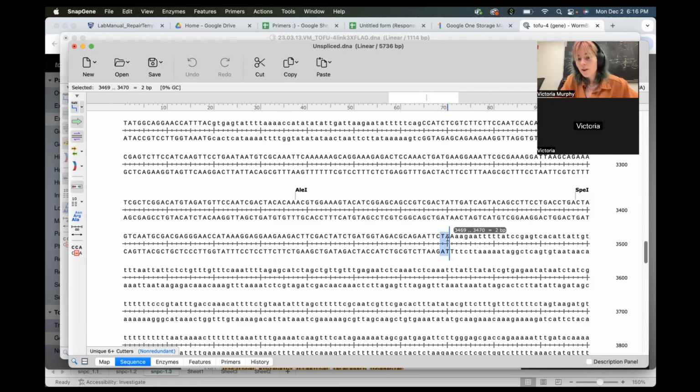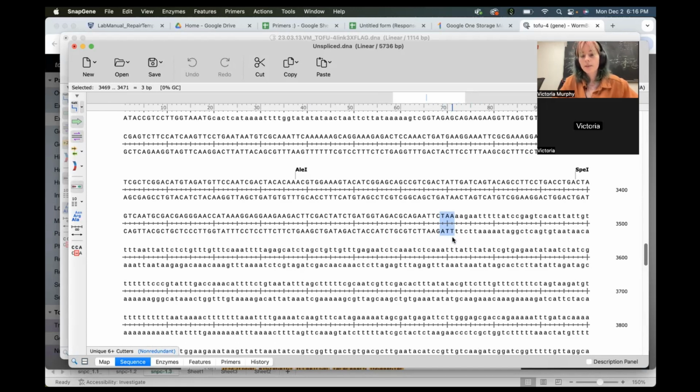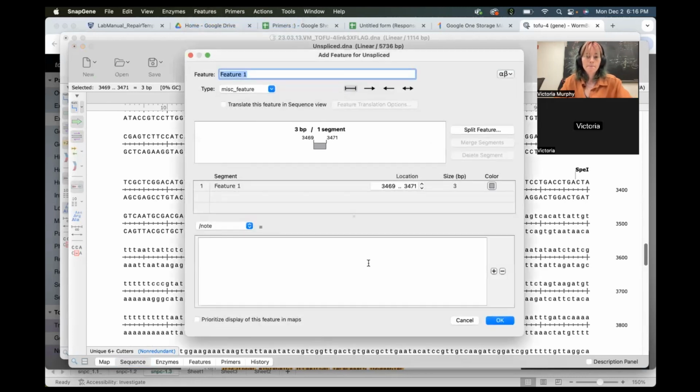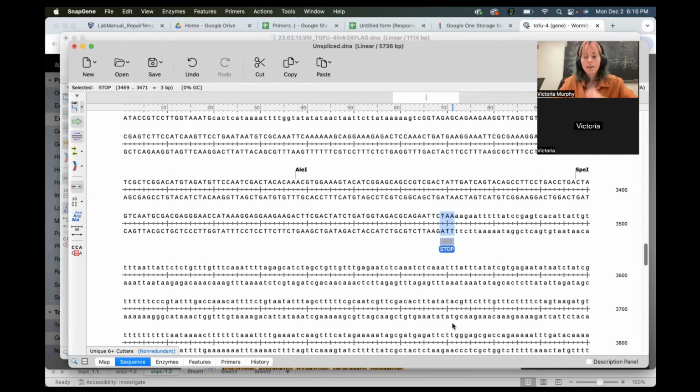So here I found the last three capitals in the file, meaning that's the stop codon. I'm going to add a feature. This is the stop. And then I'm going to find the PAM that makes a cut closest to the insert site, which the insert site I would want is directly 5' of the stop codon. So let's see.